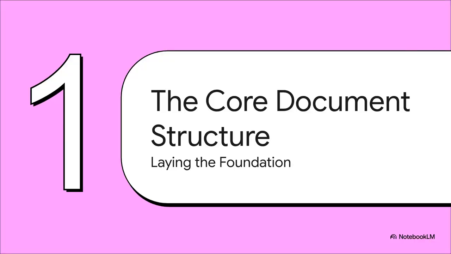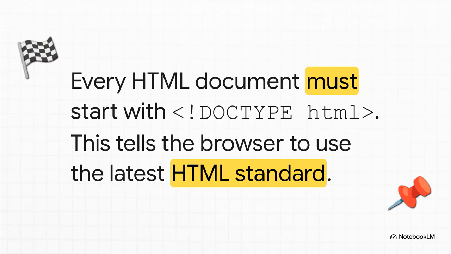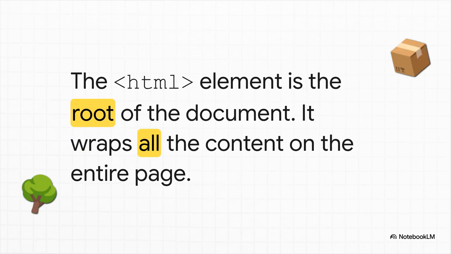Every single HTML page, and I mean every single one, from Google's homepage to the simplest blog, starts with the exact same basic foundation. It all starts with this one little line, the doctype declaration. This is basically you telling the browser, hey, this is an HTML5 document, so use the modern standard to show it. If you forget this, browsers can get confused and switch into what's called quirks mode, and your page can look, well, really weird.